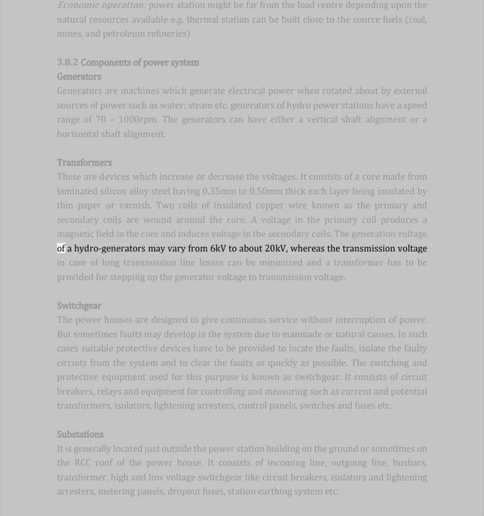The generation voltage of hydrogenerators may vary from 6 kV to about 20 kV. Whereas for the transmission voltage, in case of long transmission lines, losses can be minimized, and a transformer has to be provided for stepping up the generator voltage to transmission voltage.